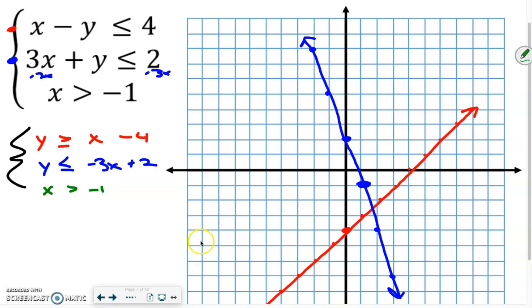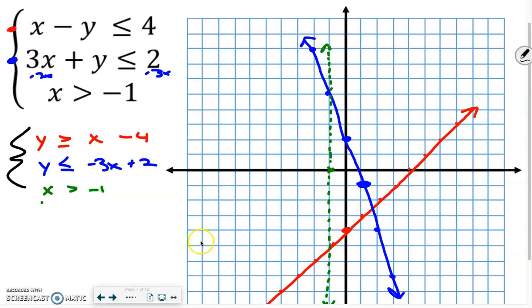Okay. And then finally, x greater than -1. Horizontal line, vertical line? Vertical, we have to go through the x-axis at -1. So this is the x-axis at -1. So I'm going to draw a vertical line through. What type of vertical line am I about to draw, though? It's going to be dotted. Something like this.